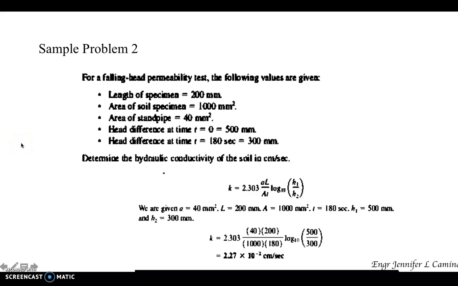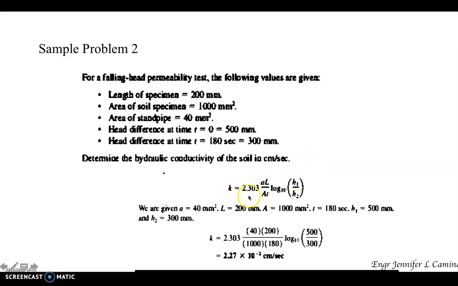The second example is a falling head permeability test. It has given values of length of specimen 200 mm, area of soil specimen 1000 mm squared, area of standpipe equal to 40 mm squared, head difference at time t equal to 0 is 500 mm, and head difference at time of 80 seconds is 300 mm. So we have to determine K, or the hydraulic conductivity, for the soil in centimeter per second.